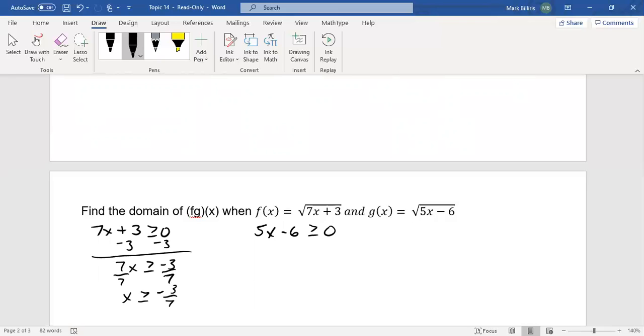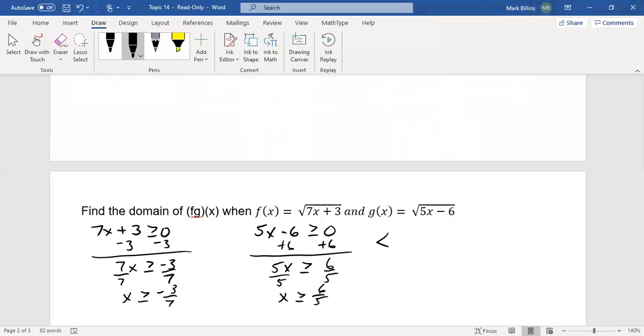For the next, we're going to add 6 to both sides. So that would leave us 5x is greater than or equal to 6. And then we divide by 5. So x is greater than or equal to 6/5. So now you say, well, what's our domain? Do we put both of these on the number line? And the answer is no. We choose the one that's the most restrictive. The most restrictive would have the least number of values associated with it.